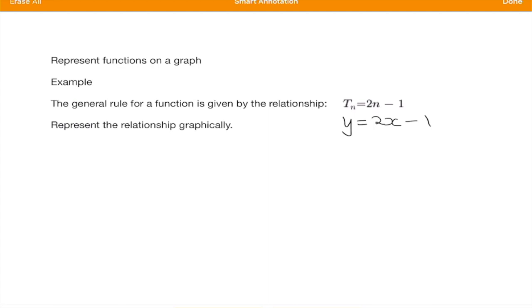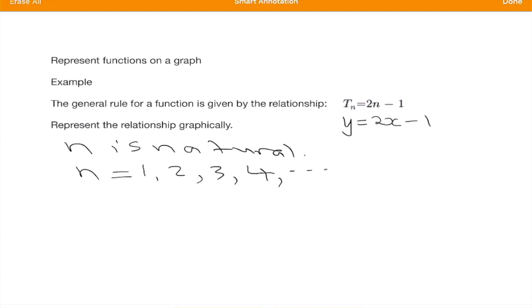Let us get a few points so that we can use these to draw. Remember, first of all, n is a natural number, which means n can only be equal to 1 or 2 or 3 or 4 and so on. This is what I want us to do for this particular question. I want us to define n as a natural number. So the values of x that I want us to take for this example will be just the natural numbers 1, 2, 3, 4, and so on. I think 4 points will be enough.